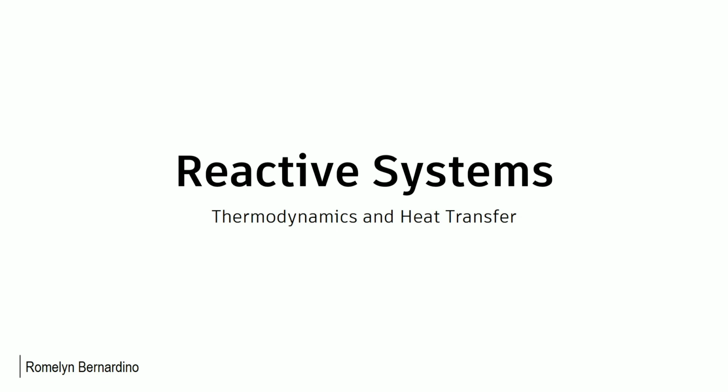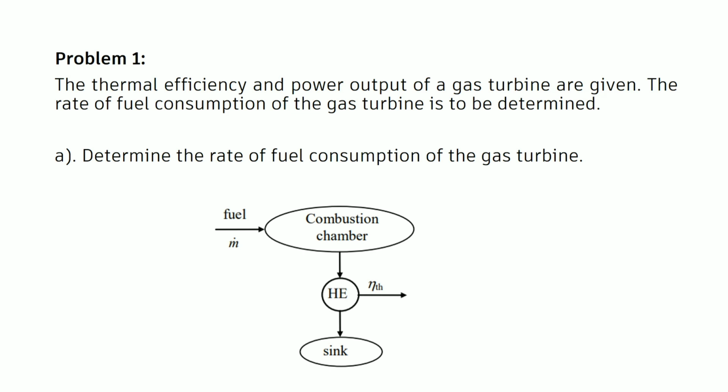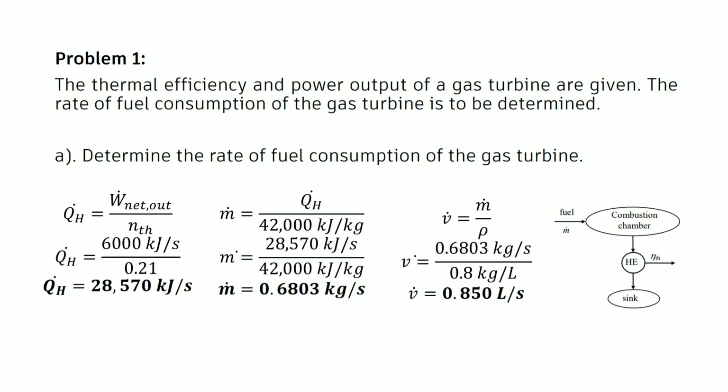Thermodynamics and heat transfer. For our first problem, our part 1 problem, the thermal efficiency and power output of a gas turbine are given. The rate of fuel consumption of the gas turbine is to be determined. The fuel has a density of 0.8 kilograms per liter and a heating value of 42,000 kilojoules per kilogram.